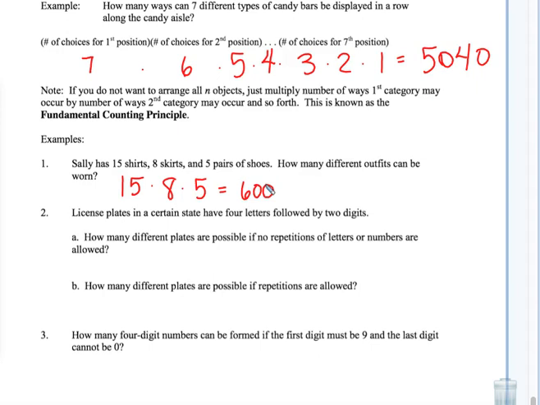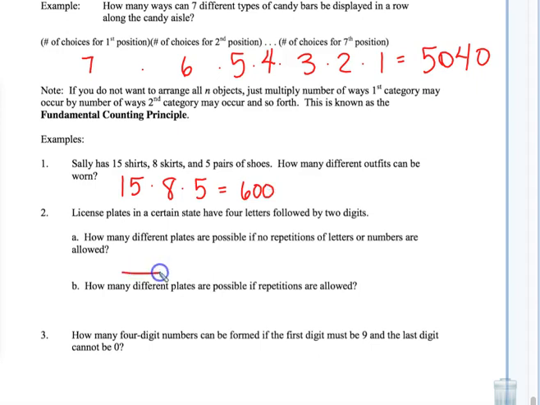The next one's kind of a fun problem. You're definitely going to see it in your MyMathLab homework. License plates in a certain state have 4 letters followed by 2 digits. Part A says, how many different plates are possible if no repetition of letters or numbers are allowed? So in a problem like this, especially if you have it on your test or on your quiz, I'm a very visual learner, and so I have to really think about this. I'm going to come up with a license plate. It's going to have 4 letters followed by 2 digits.